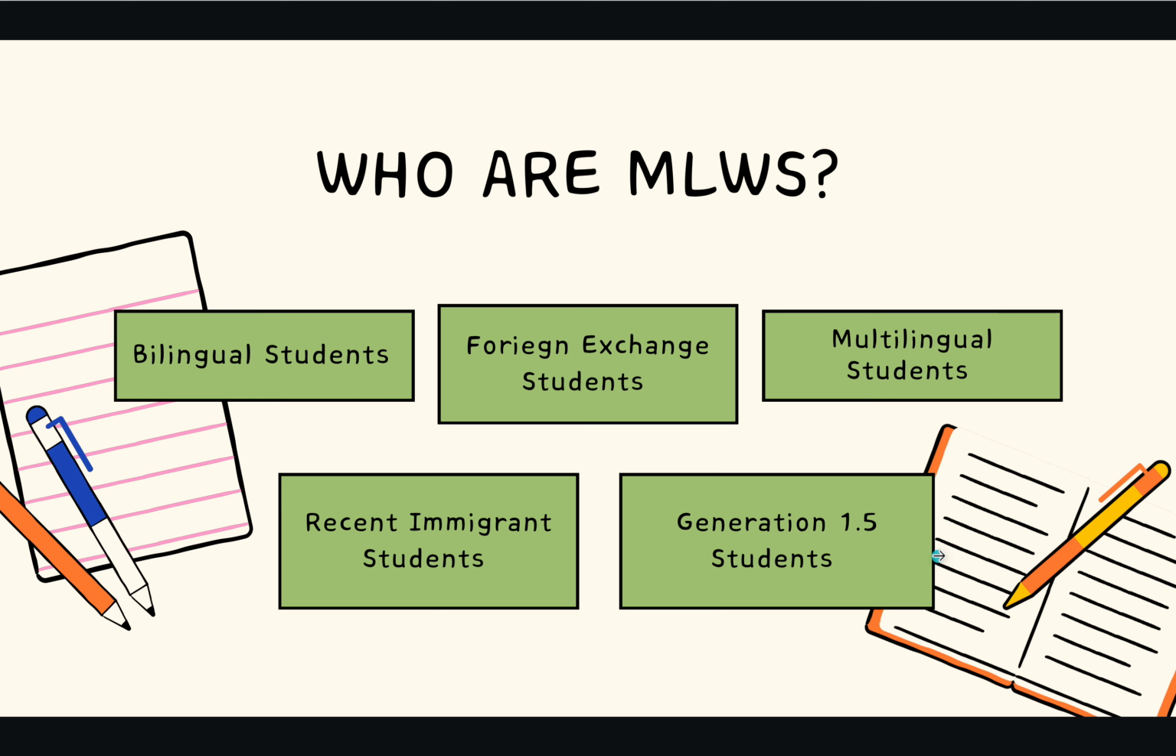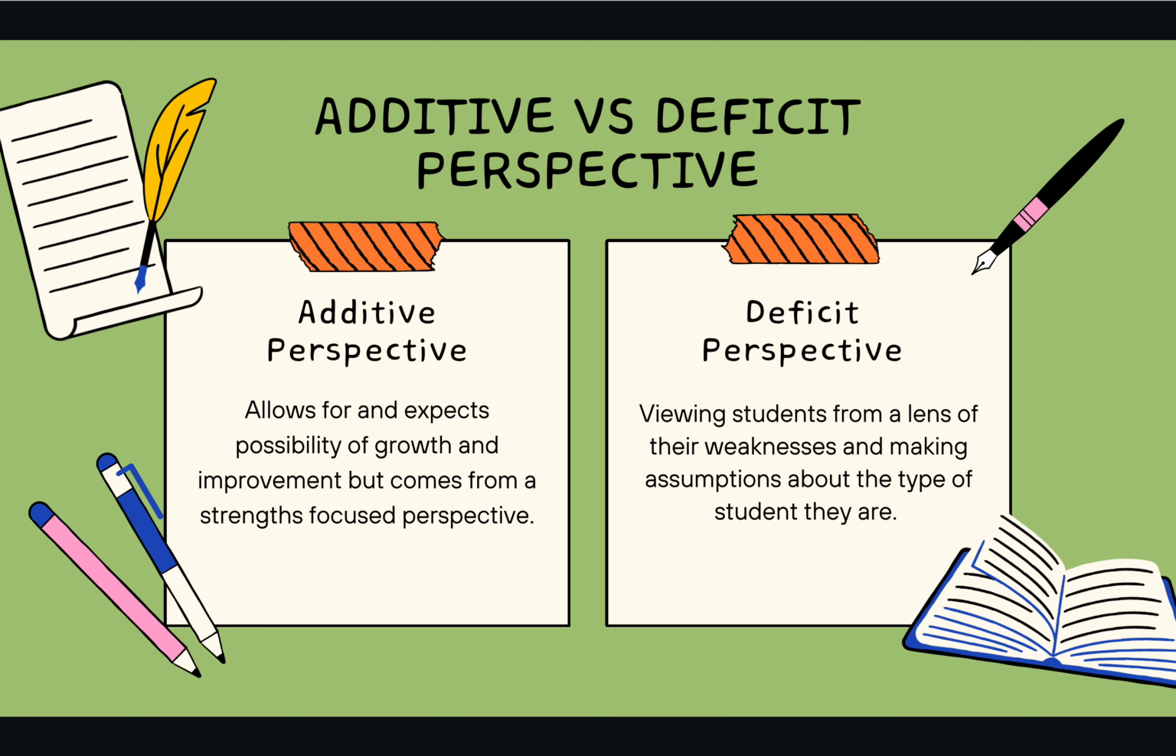Most of the time Generation 1.5 students, their entire schooling has been done in English up until this point. Whereas bilingual students or multilingual students might have done some schooling in a foreign language. So we just wanted to define that term just to say this is a broad category of people.